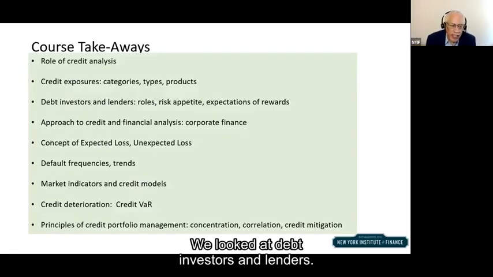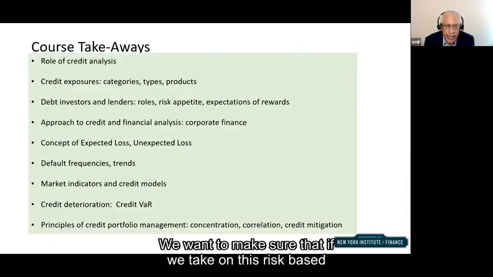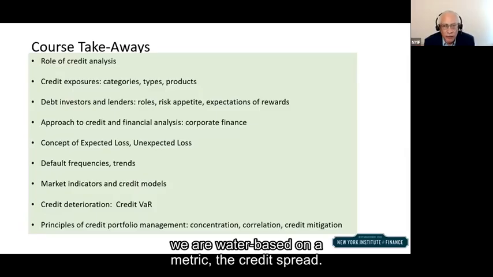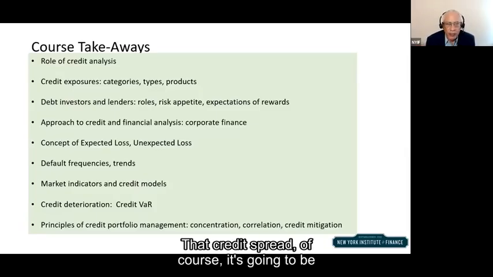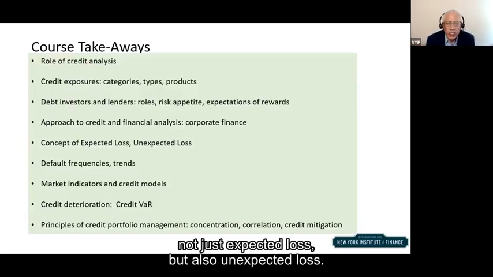We looked at debt investors and lenders, and their expectations of rewards. We looked at credit pricing. We want to make sure that if we take on this risk based on our risk capacity and risk tolerance, we are rewarded for it. And in the world of credit risk, we're rewarded based on a metric, the credit spread. That credit spread, of course, is going to be equal to the expected loss, which is a function of probability of default. We also looked at a concept, not just expected loss, but also unexpected loss.